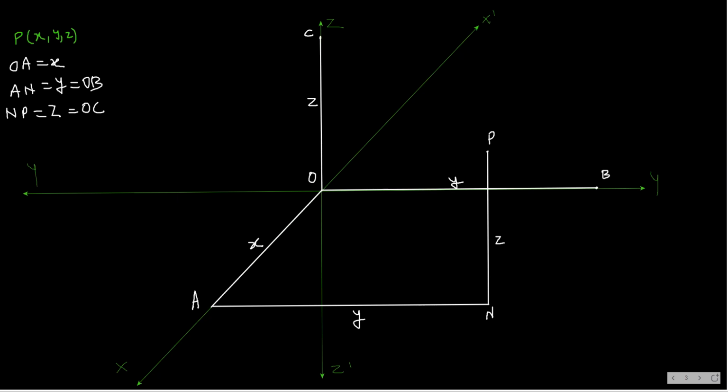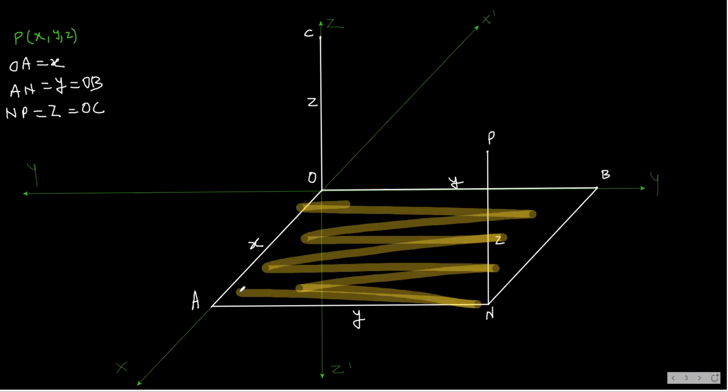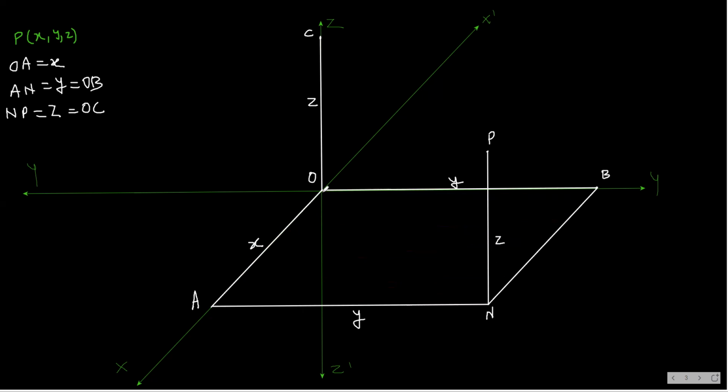Now I'll complete the cuboid. For completing the cuboid, let me first complete the quadrilateral, that is a parallelogram in the XY plane. Can you all see that parallelogram in the XY plane? This is OANB. This is a parallelogram in the XY plane. See this plane, the XY plane. What is that parallelogram? It is OANB.